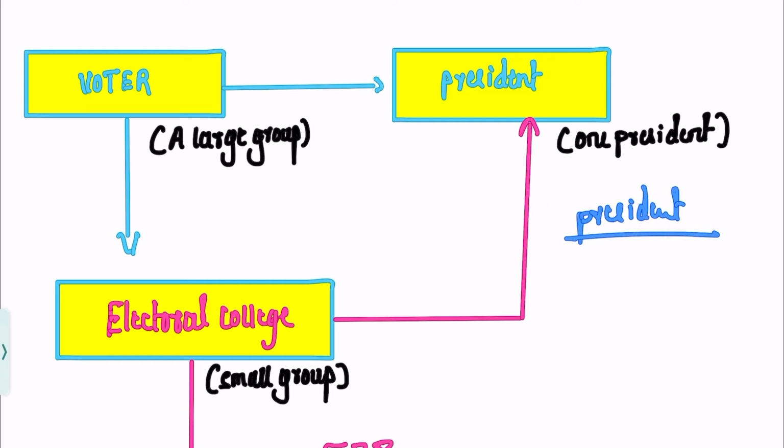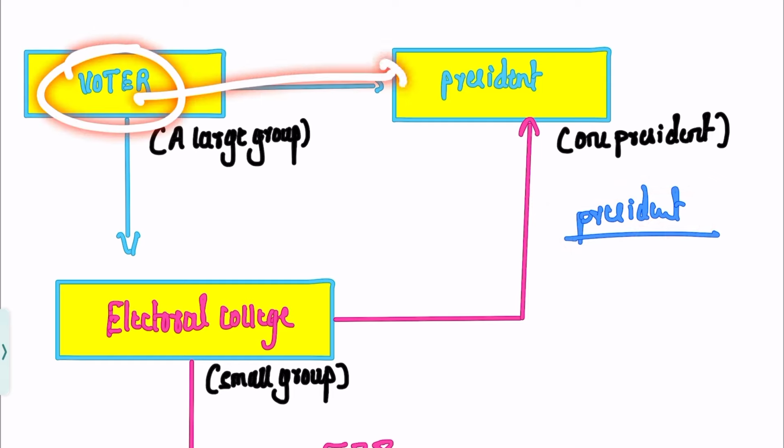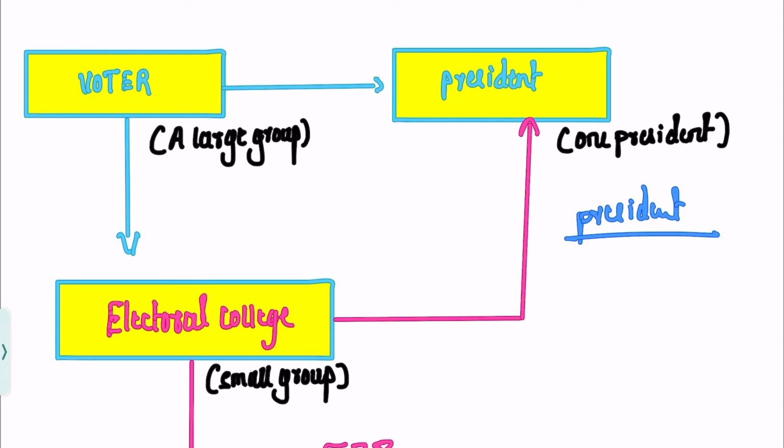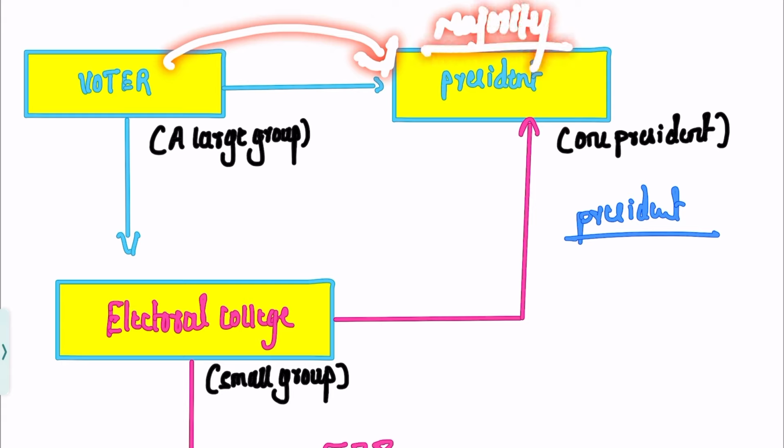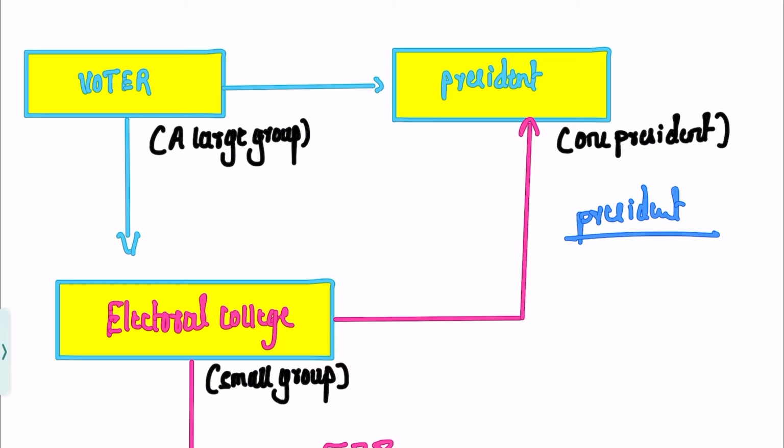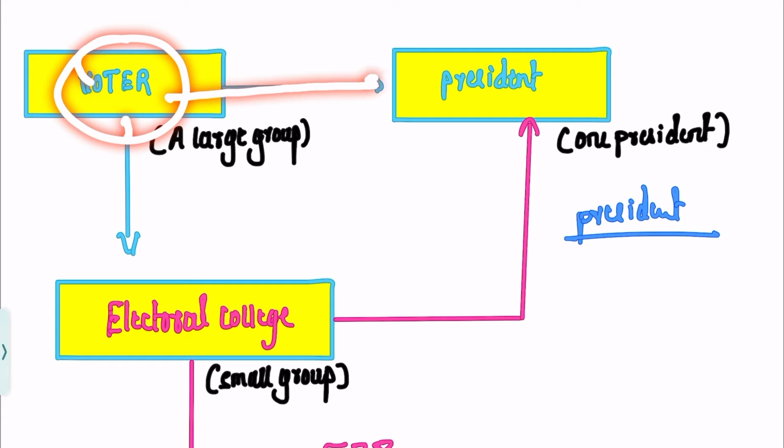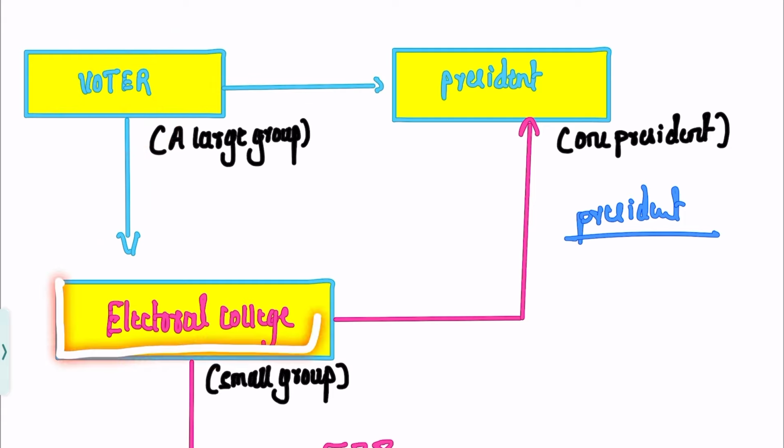So let us understand how American voters elect their president. Basically, though they call it a direct election, but it is not so direct. I'll tell you why. Because in direct election, what happens is that voters go out and directly vote to elect their president, and whoever gets majority votes must be declared winner, right? But it doesn't happen like that. In reality, what happens is voters go out and rather than directly electing the president, they first elect a small group of people, and that is called as electoral college.